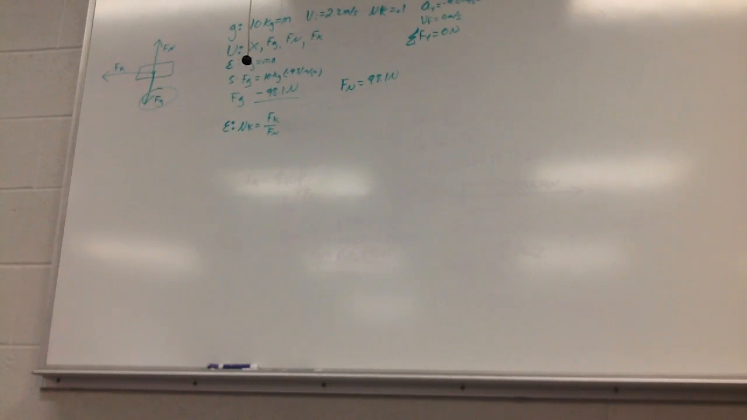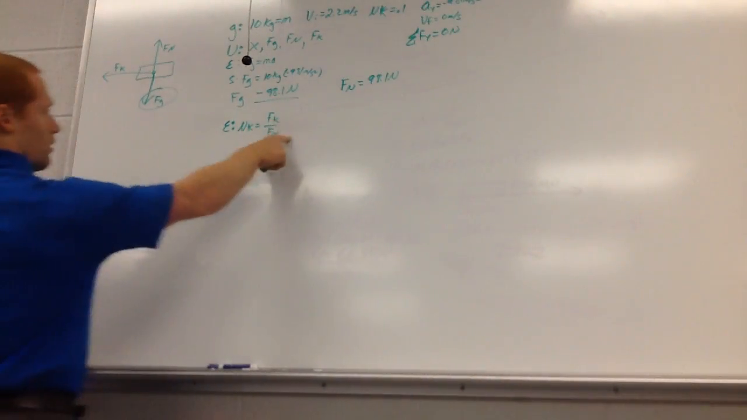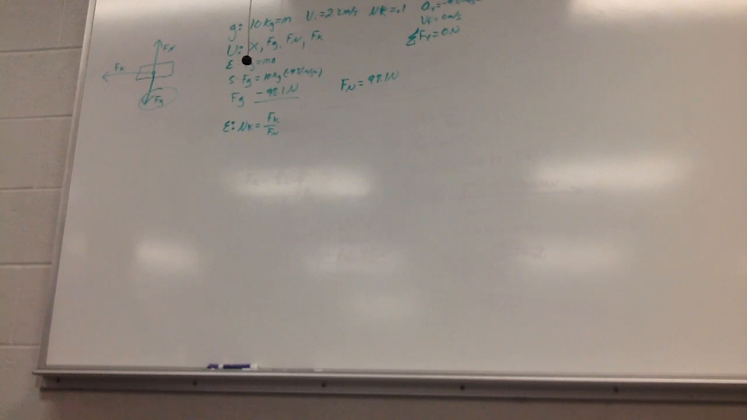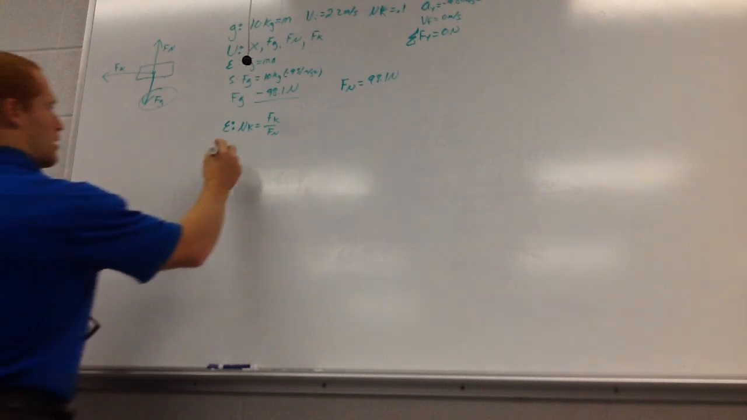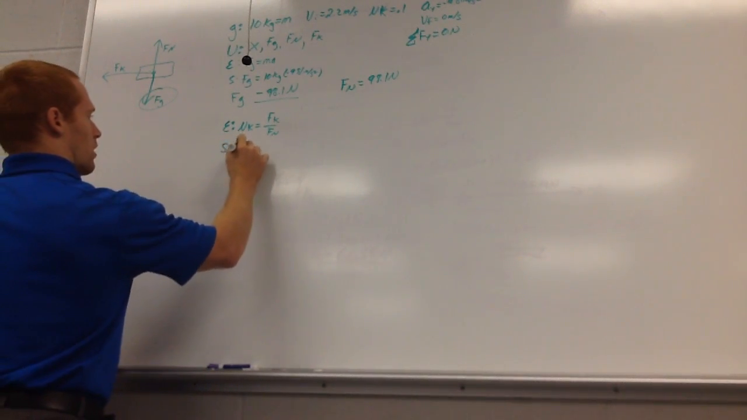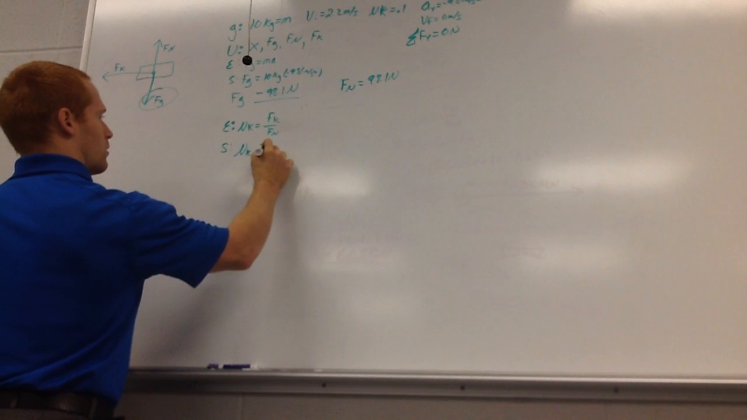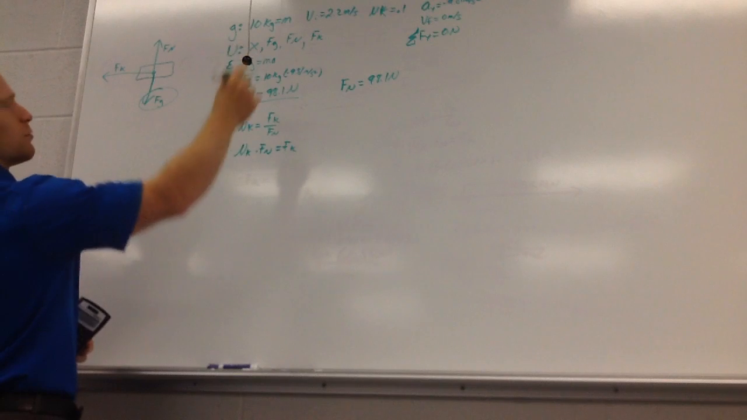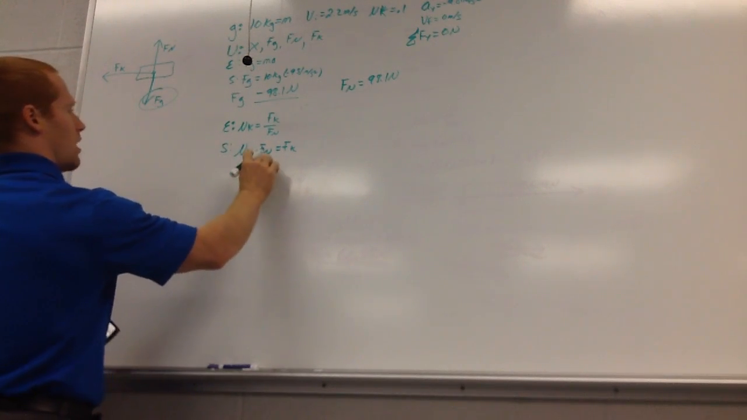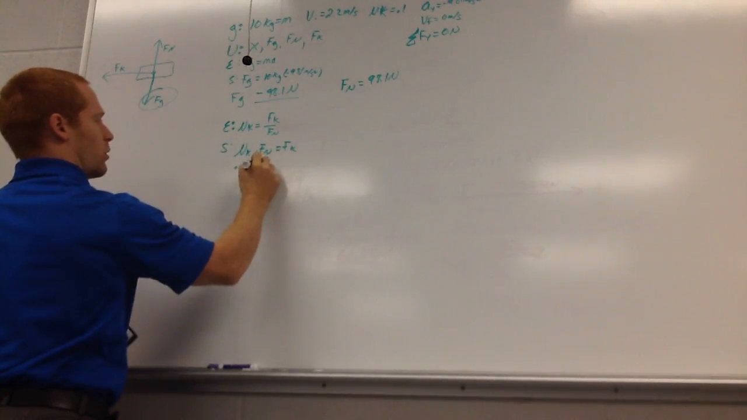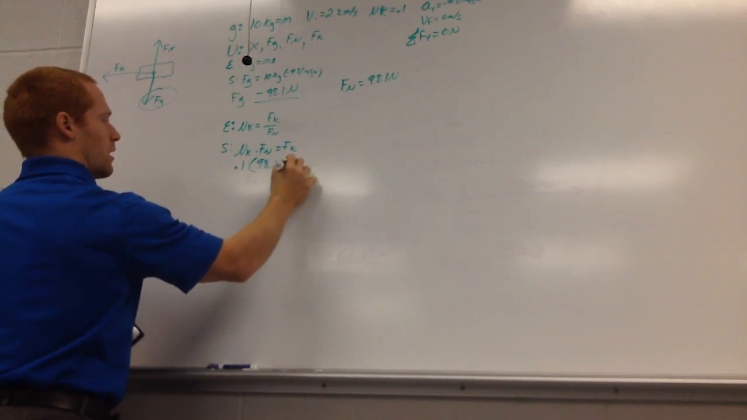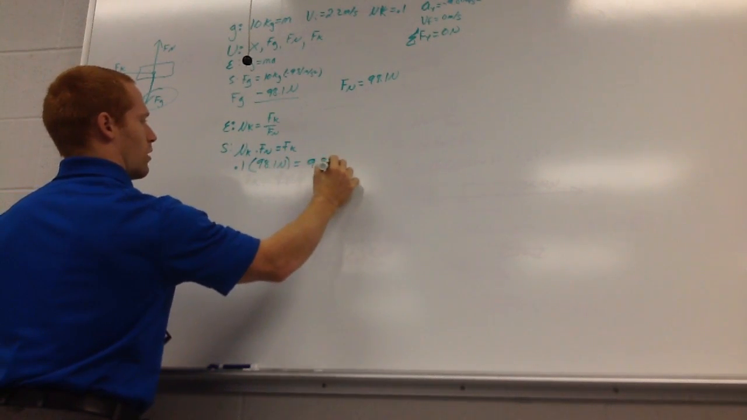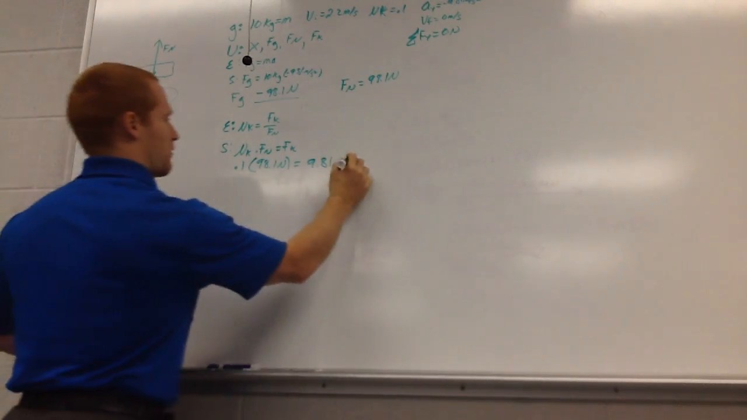Okay, so the equation we had was mu k equals fk over fn, and so we are going to solve for fk. So we're going to sort it. We're going to have mu k times force normal equals fk, and then we will take mu k is 0.1 times force normal, 98.1 newtons, and this is going to give us 9.81 newtons. Okay, so this is our FK.